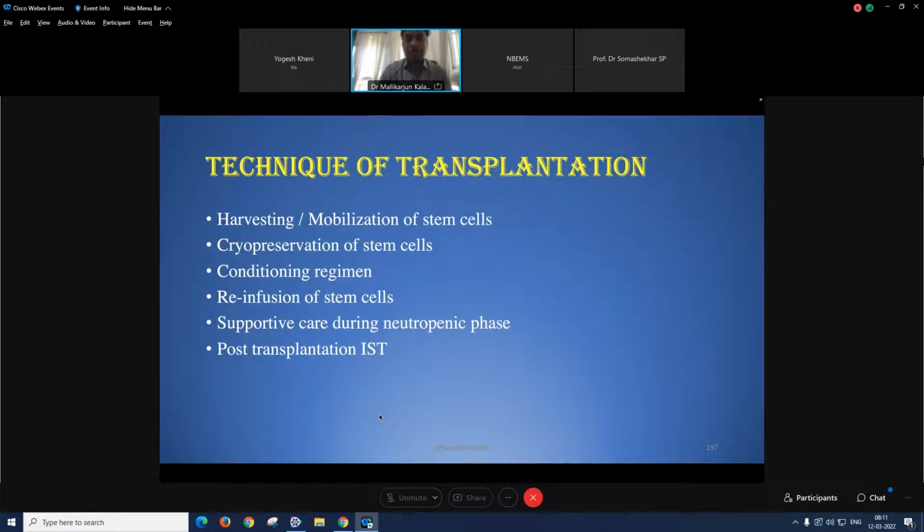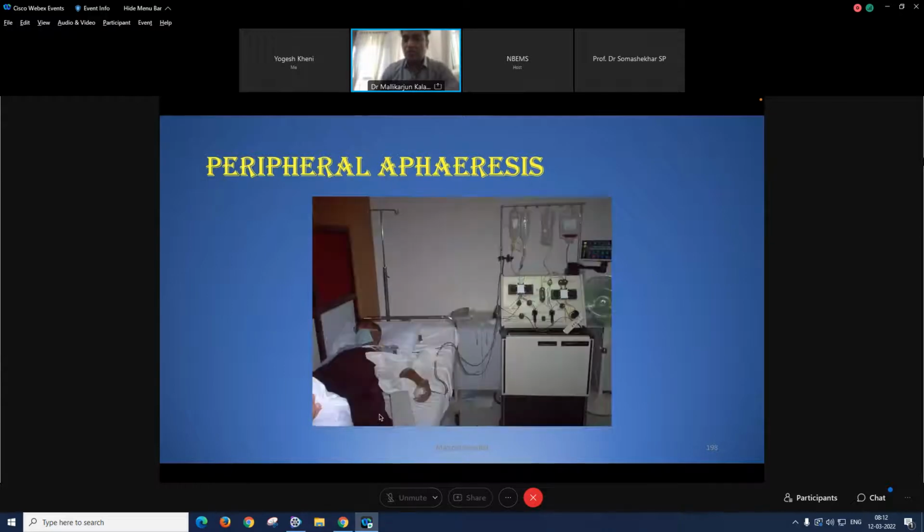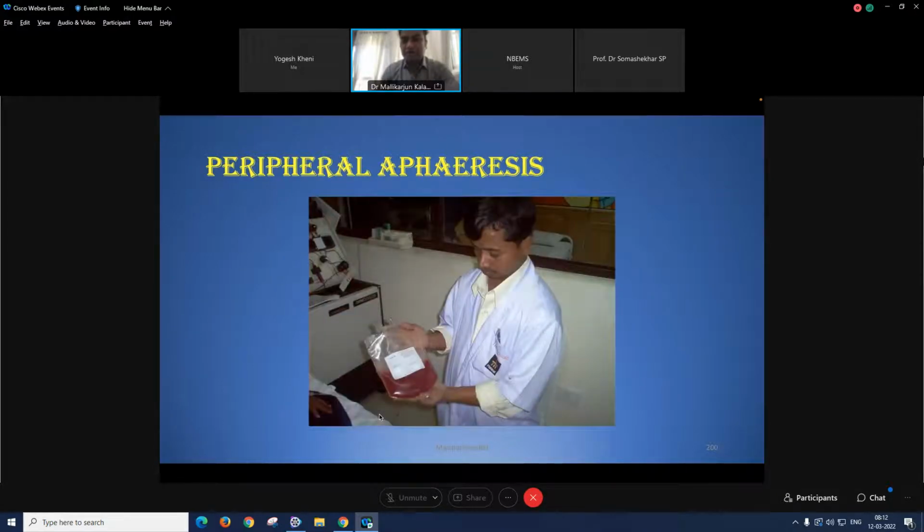So how do we do that? The technique is, first you have to mobilize the stem cells, cryopreserve them, administer conditioning therapy, and then reinfuse. How do we collect? Previously all the stem cells were collected from the marrow, hence it was called bone marrow transplantation. Now most of the stem cells are collected using the apheresis machine. All we do is use GCSF, mobilize stem cells, and put them on the machine wherein we collect these cells. This is Mr. Abdul, who helps us with our stem cell collection.